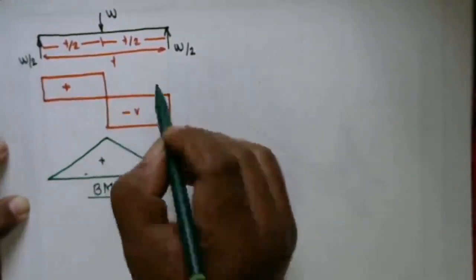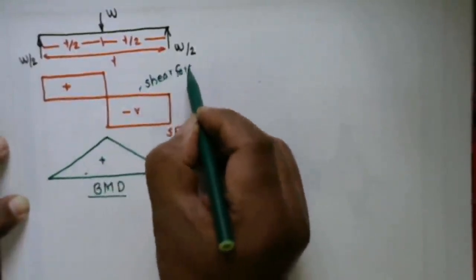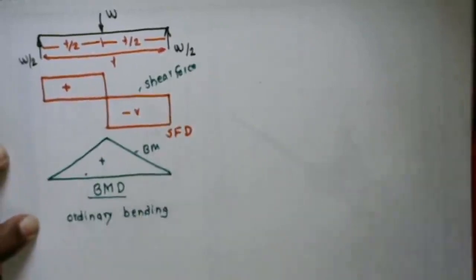In this case, when the shear force and bending moment are set up in the beam section, then that bending is known as ordinary bending.